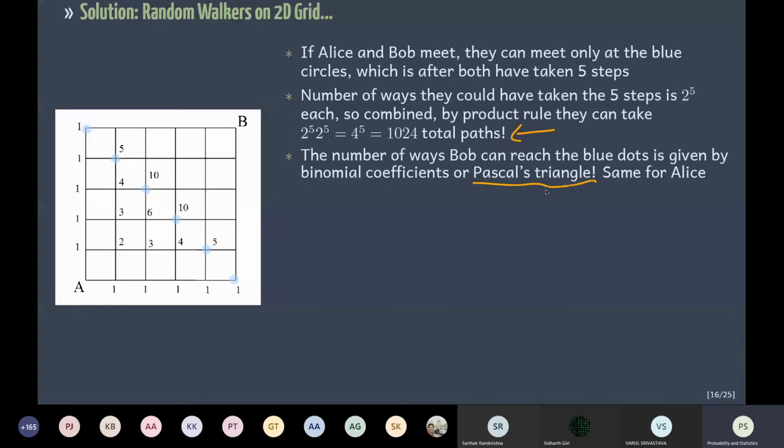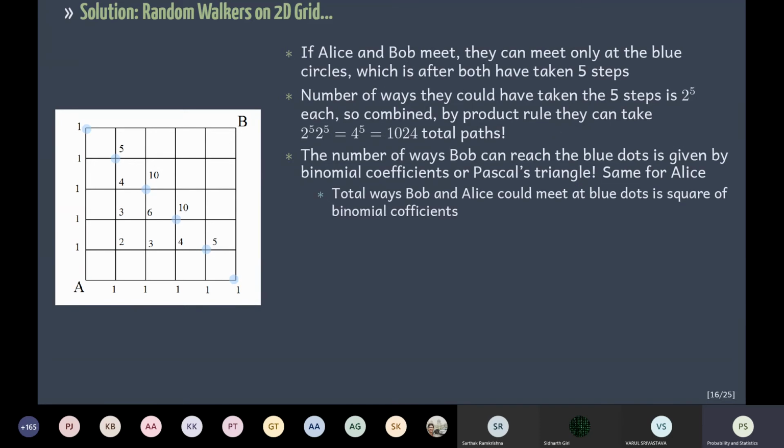Now the number of ways Bob can reach the blue dots is given by binomial coefficients or Pascal's triangle. This is something we have already noted. So this is again a Pascal's triangle that is helping us realize the number of ways they can hit this diagonal, right? And same for Alice from the other way around. So the total ways Bob and Alice could meet at the blue dots is like the square of the polynomial.